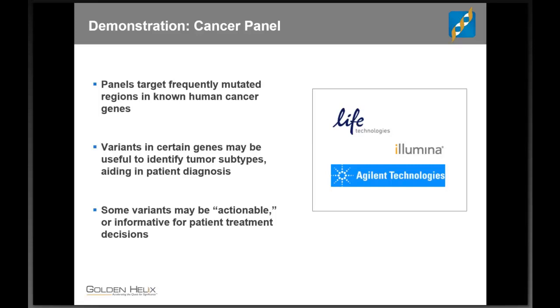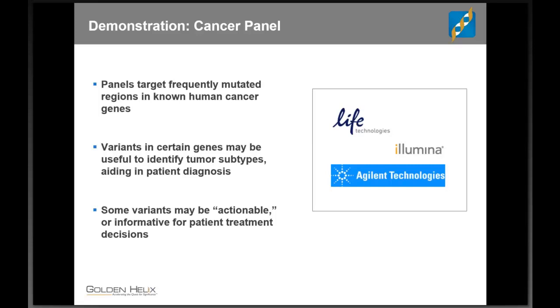And there are a number of different providers who market various gene panels. The one we'll be looking at today is the Ion Torrent Comprehensive Cancer Panel. Now, as you analyze this type of data, you should understand and know that variants in certain genes may be useful to identify tumor subtypes, which can aid in patient diagnosis. There also may be some variants that are actionable or informative for patient treatment decisions.